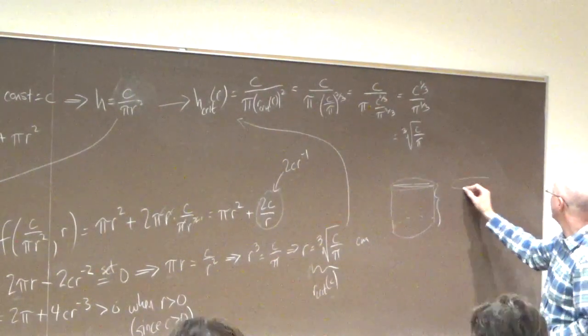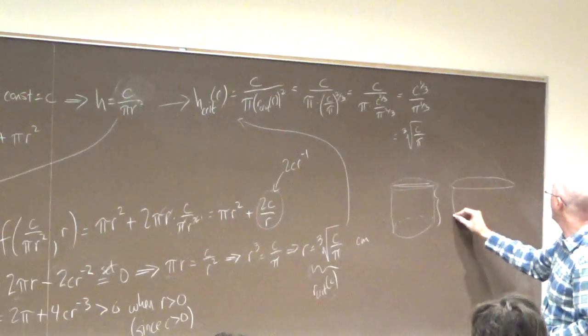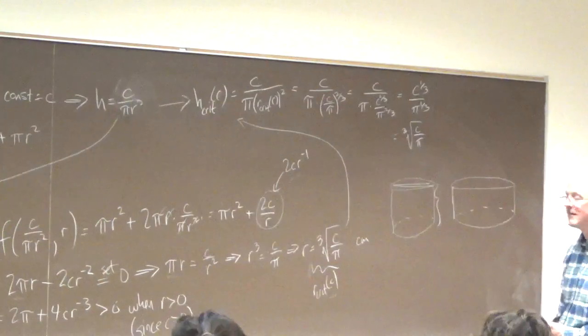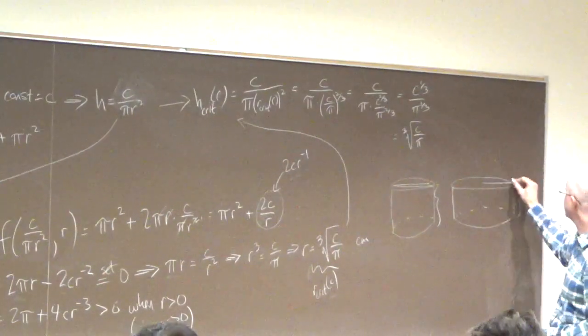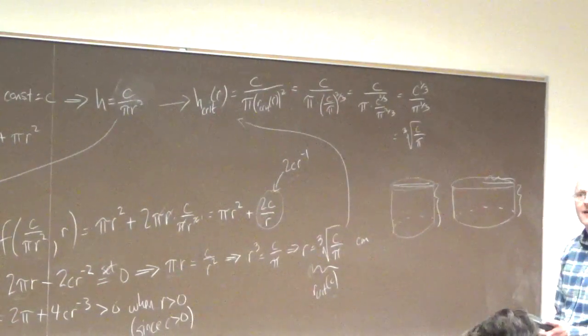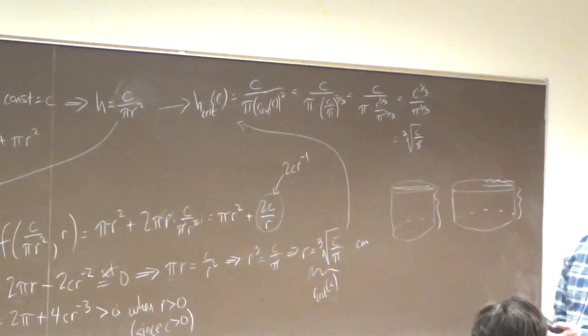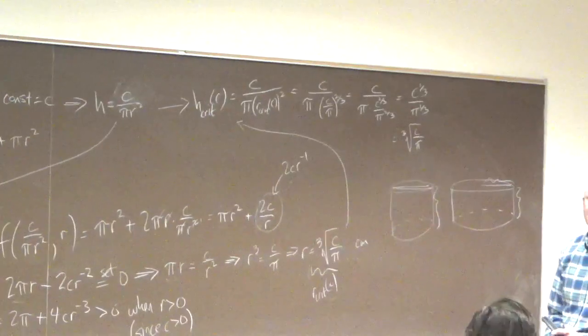So it's got to be more squat like that. That's where the height is going to equal the radius. Even less like a soup can, actually. More like a tuna can.